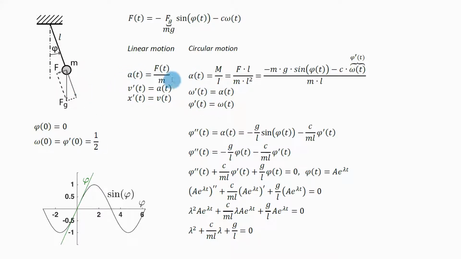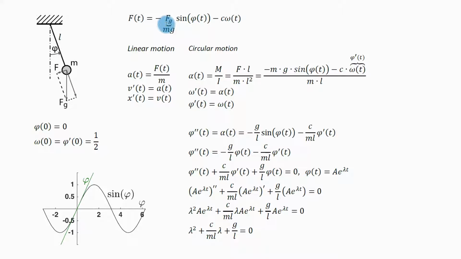Here instead of acceleration I have angular acceleration, which is given by the moment of force divided by the moment of inertia. Then I have angular velocity, the derivative of which is equal to the angular acceleration, and I have the angle, the derivative of which is equal to angular velocity. Now I need to express the moment of force, which is the force times the length of the pendulum, and the moment of inertia, which, if I approximate this ball by a point, is given by mass times the length of the pendulum squared.